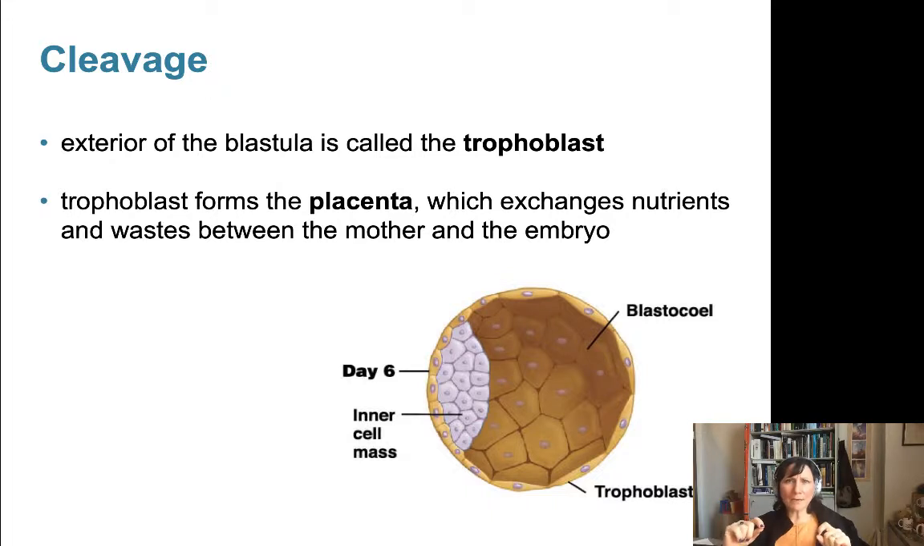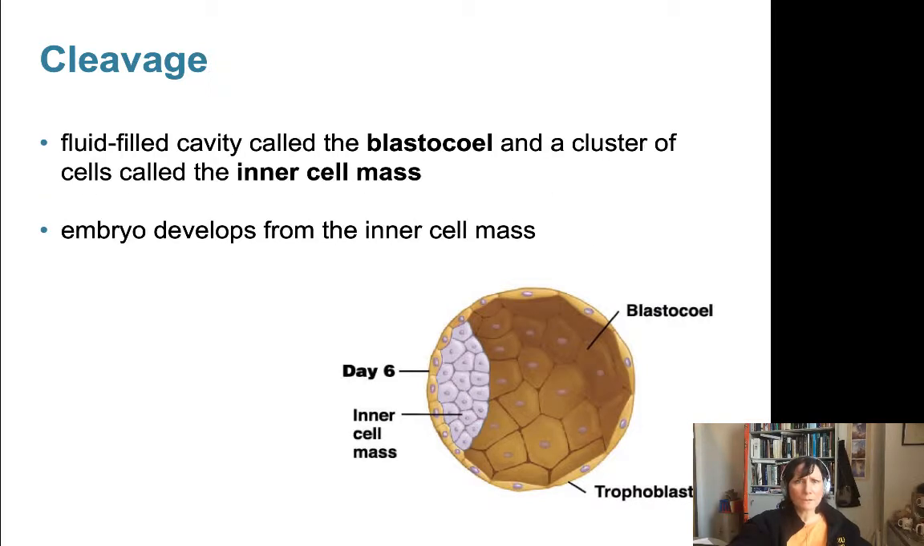But do bear in mind that there's not going to be a transfer of blood between the embryo and the mother. Just the transfer of nutrients, gases, and waste products. So I should probably point out that the blastocele is a fluid-filled cavity, so it's not just open space. There is fluid in there.